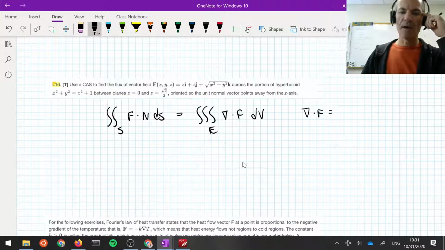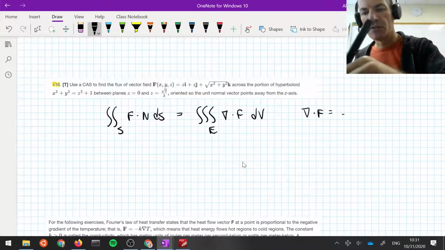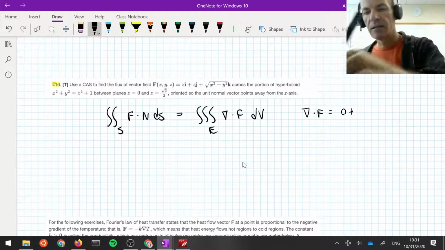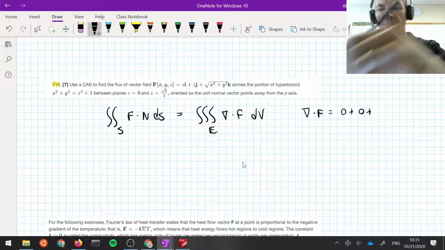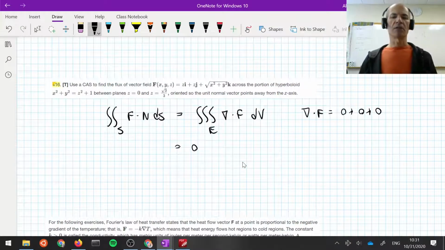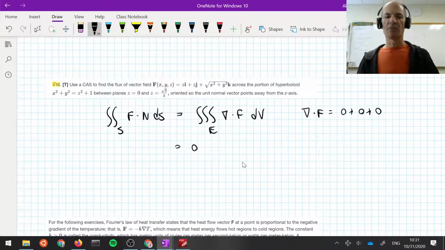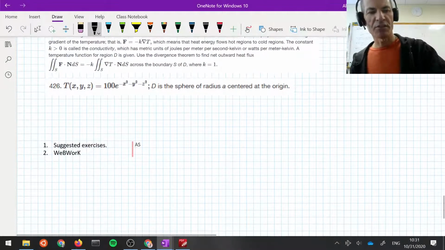And here's an example of why. The partial of F with respect to x in the first component is 0, y in the second component is 0, and z in the third component is 0. So this divergence is 0, and this integral is 0, and we're done. So you don't have to think about what coordinate system to do the integration in. You don't have to worry about the surface. The divergence is 0, therefore the flux integral is 0, and we get to walk away. So always compute the divergence first when you're using the divergence theorem.